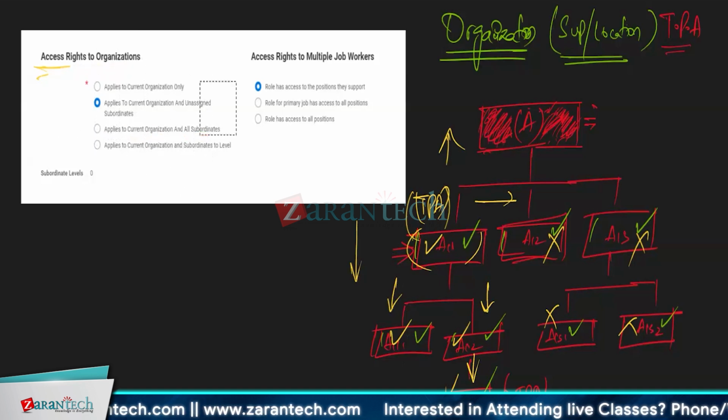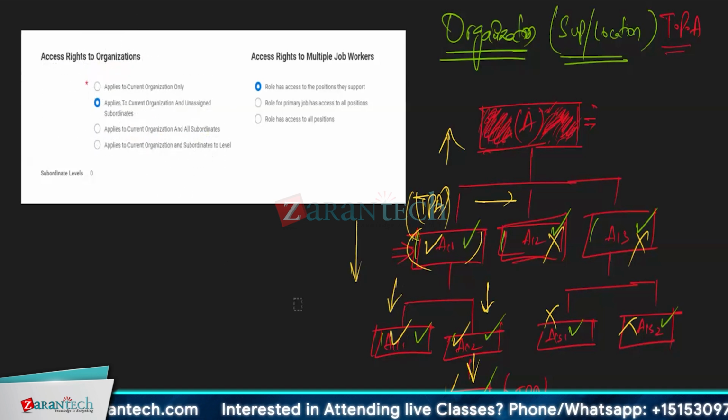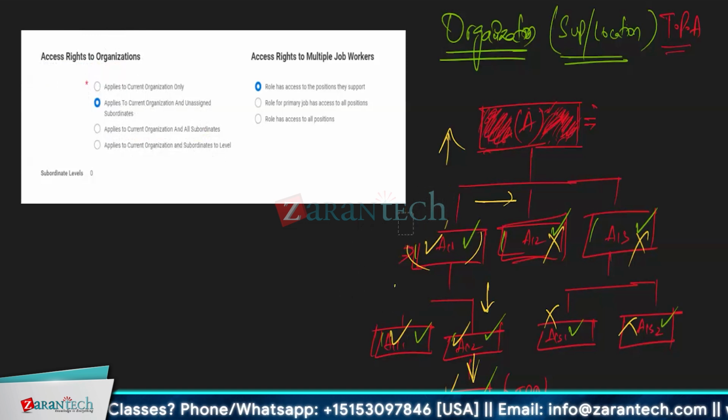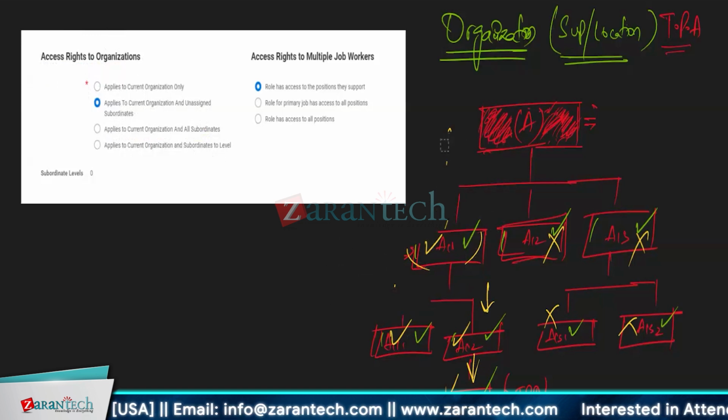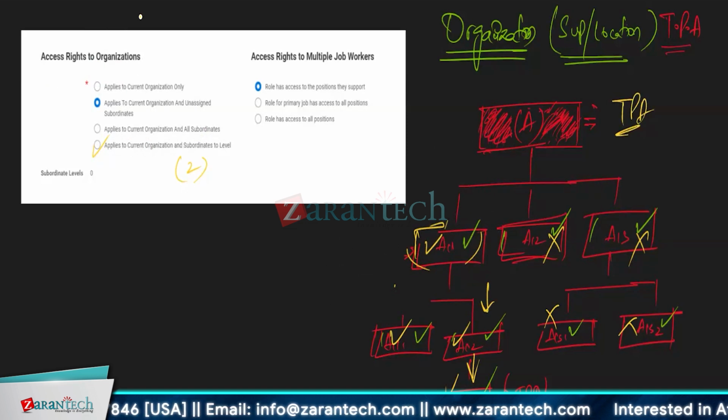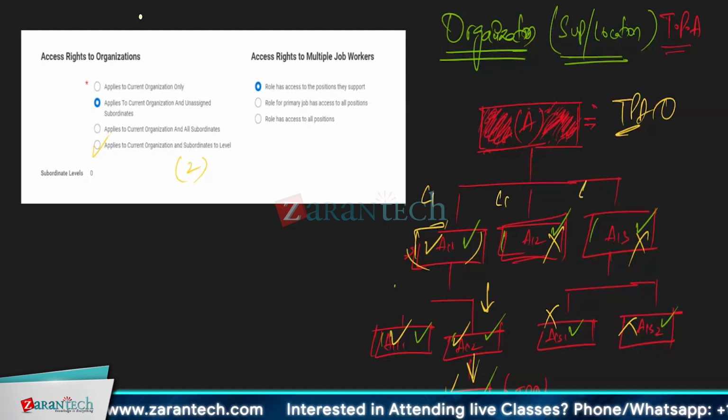Now, you can also say that I don't want to assign it to all the subordinates; I want to assign it to a specific level. That is the fourth option. Suppose I say I want to assign it to all subordinates up to level 2. If I assign it here, on TPA, it will assign it to this level 0, this level 1, and this level 2.